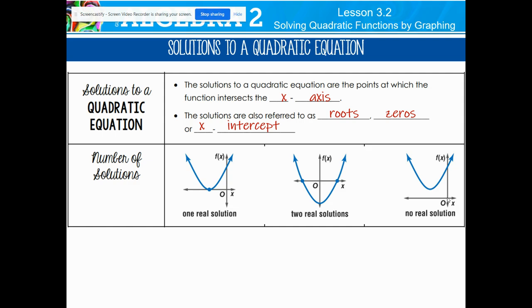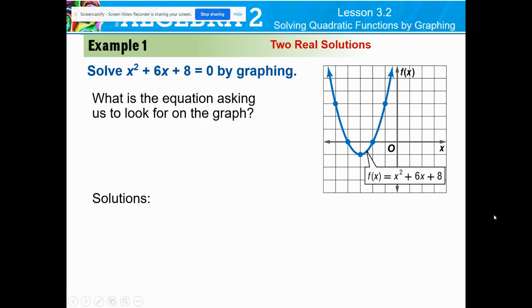There could be 2 real zeros. That's when it crosses the x-axis in 2 places, or there's no real zeros, which would be imaginary zeros, and that is when the function doesn't cross the x-axis at all.